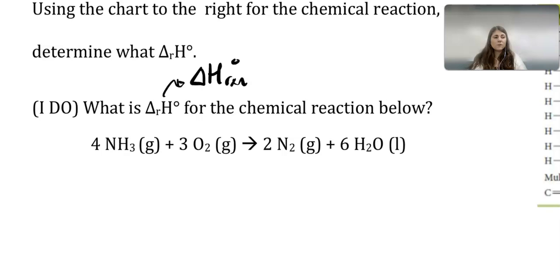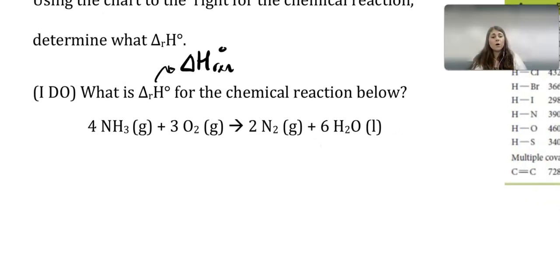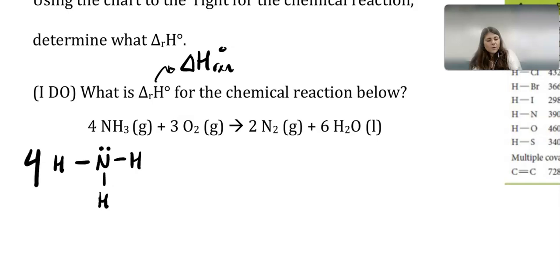But how I like to start this off is, sometimes you have to draw what you're working with. So here NH3, ammonia, is drawn like this. Again, there is a coefficient of 4 here. Then we have 3 O2, oxygen. Here, oxygen is going to be a double bond.